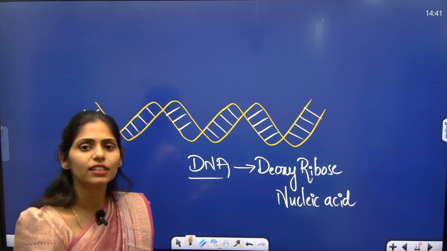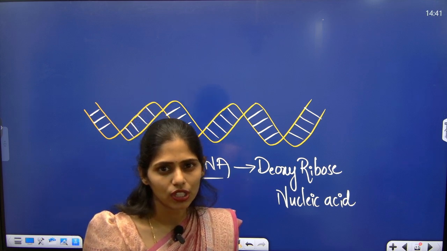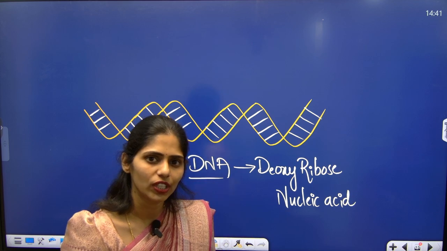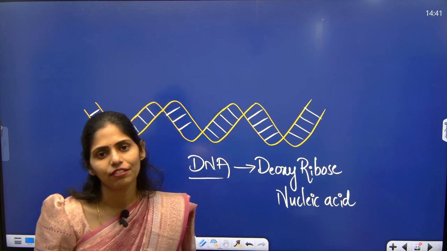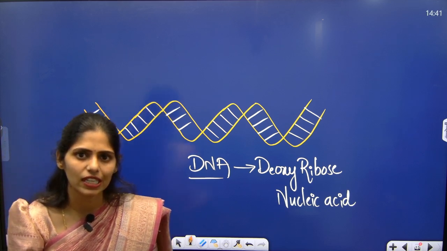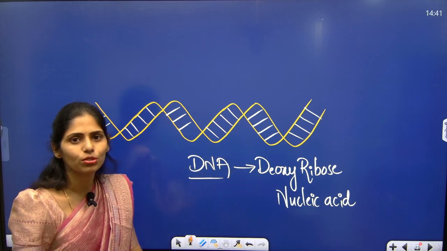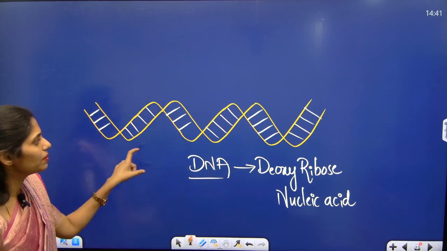Actually, in our earlier videos I talked about the difference between nucleoside, nitrogen base and nucleotide. At that time I already gave you an introduction regarding what is DNA and what is RNA. So DNA is nothing but deoxyribose nucleic acid, which is double stranded.